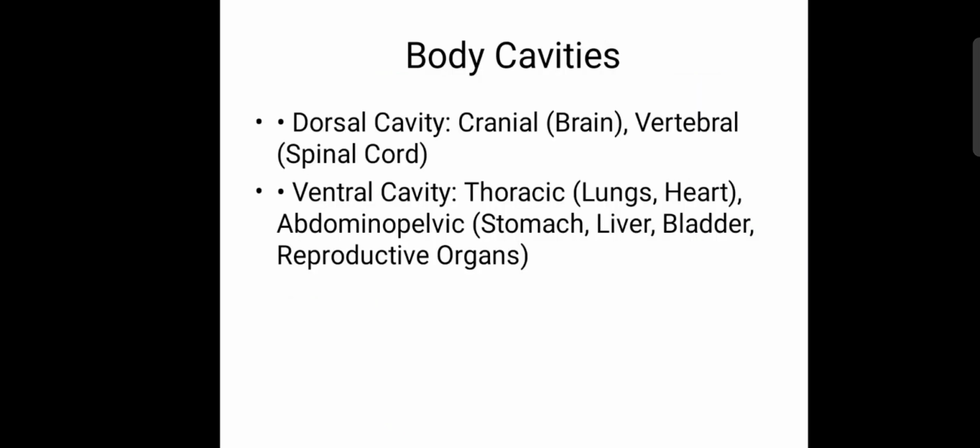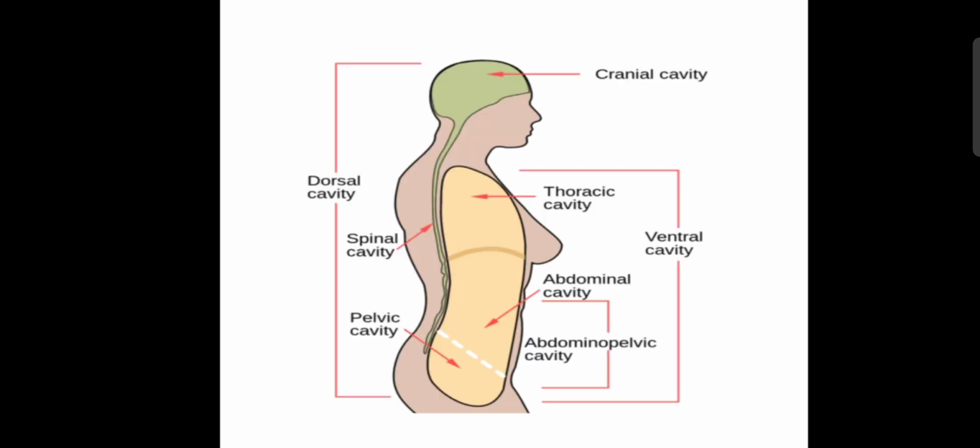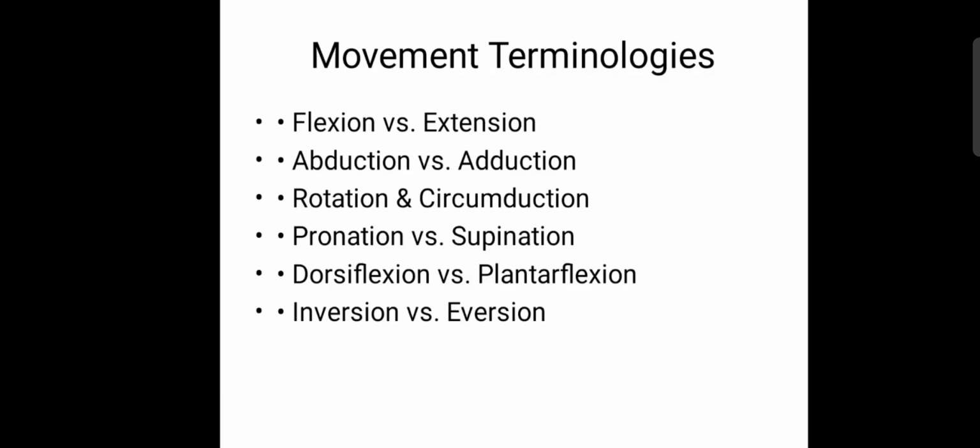Body cavities: dorsal cavity and the ventral cavity. Dorsal cavity composed of cranium, vertebral and the spinal cord, and ventral cavity, thoracic, abdomen and the pelvic organs. If you can see in the figure, dorsal cavity is consisting of cranial cavity and the spinal cord. And in the ventral cavity, the frontal portion, thoracic cavity, abdominal cavity and the pelvic cavity.